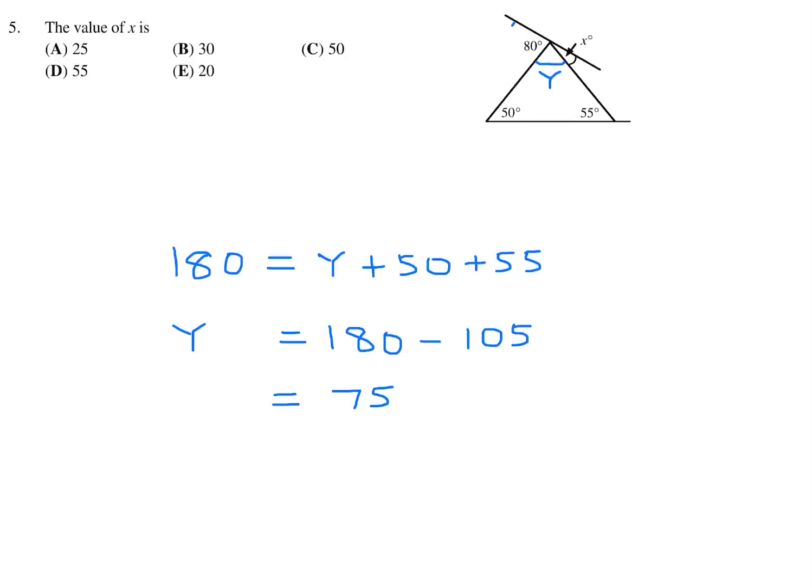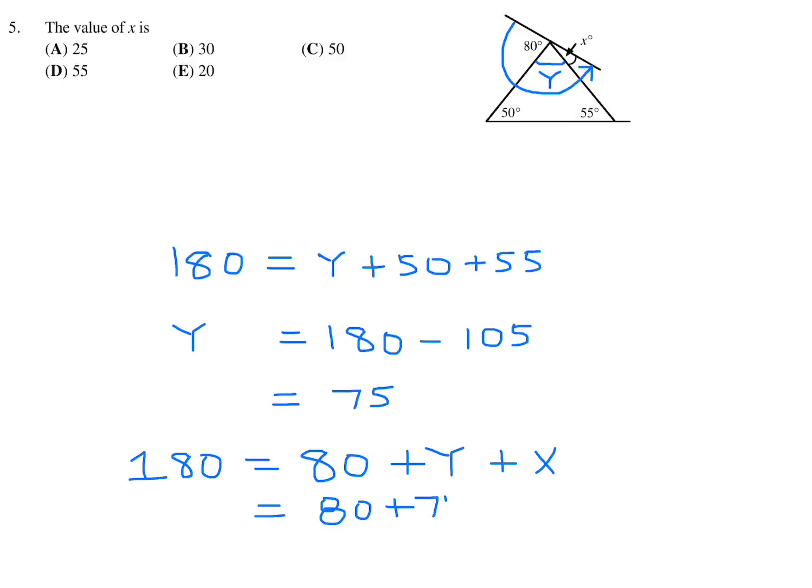Now if you look at this, all the angles from there to there basically have to add up to 180. That's another rule. All the angles on a straight line. So we have 80, which is what the question gave you, y, and x. Well, y we already figured out is 75. So we can solve for x. That's the only variable remaining. And if you do the math, you will get x is equal to 25. So the answer here is A.